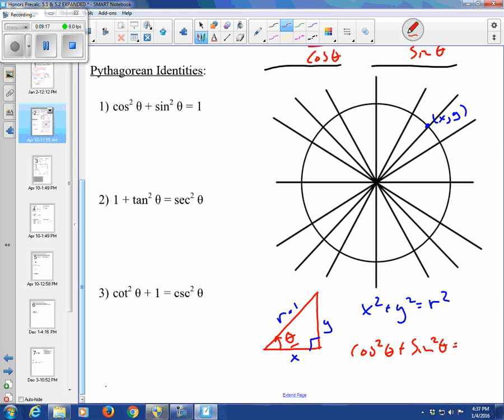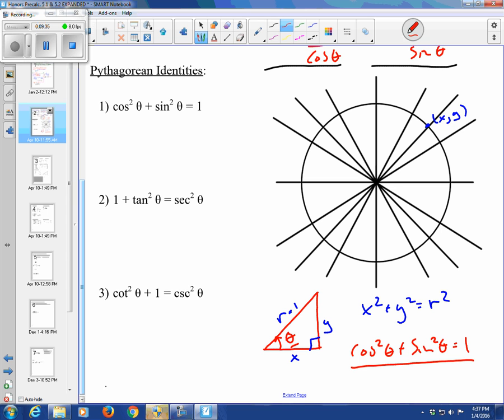Similarly, right here we know, since this is a reference triangle within our unit circle, that r is 1. So right here we've got cosine squared theta plus sine squared theta equals 1. And that's our first Pythagorean identity. We get the other two Pythagorean identities by dividing by sine and cosine.